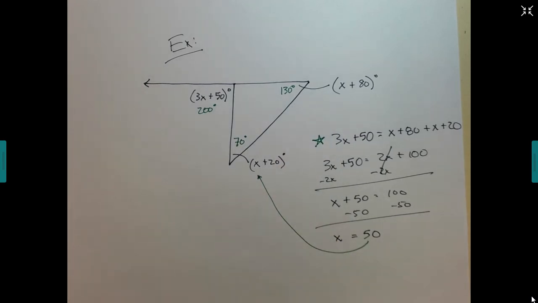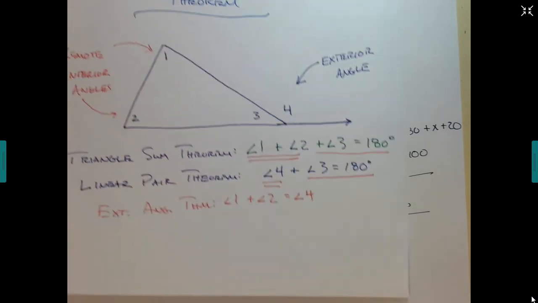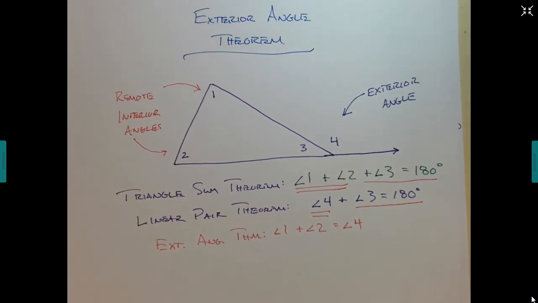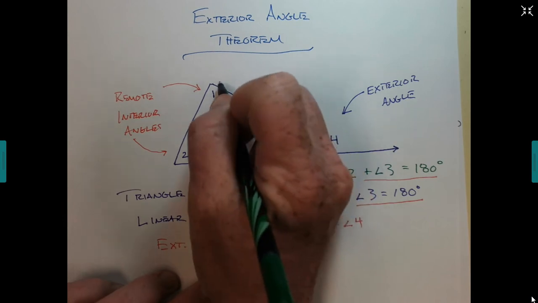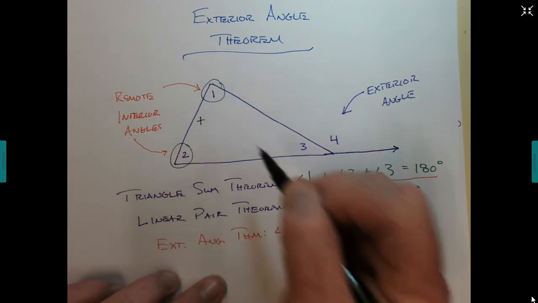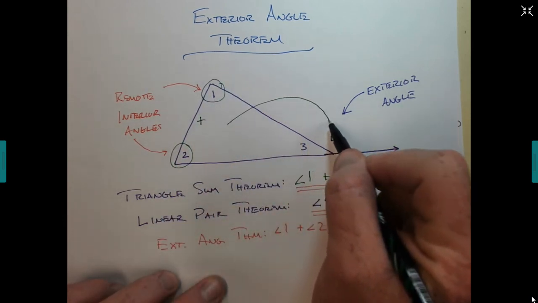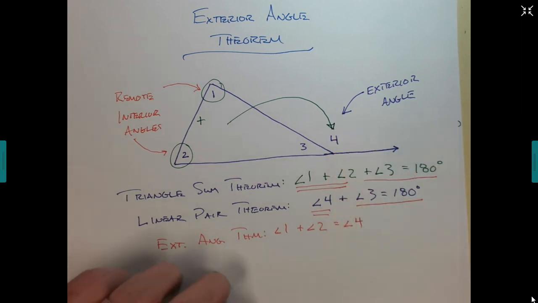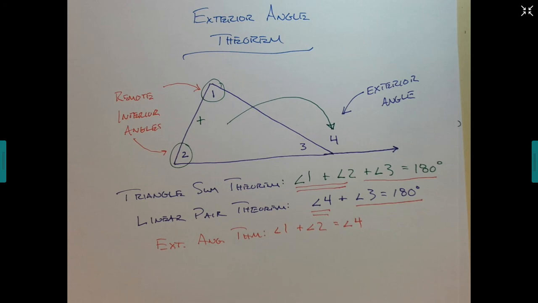All right? But make sure you see where the relationship comes from. Remember, these two angles added up have to equal this one on the outside, the exterior angle. All right? And that is an example of the exterior angle theorem.